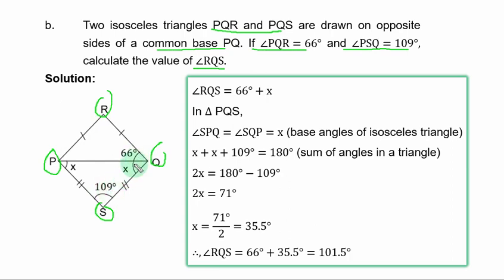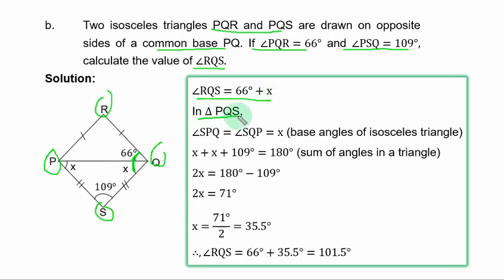The whole of this angle now, that is angle PQR, from here to this place is 66. The remaining part is s. And you are asked to get RQS, the whole of this angle. So the base angles here are equal. So once you get s, you add it to 66 degrees. That gives the required angle. So angle RQS is equal to this.